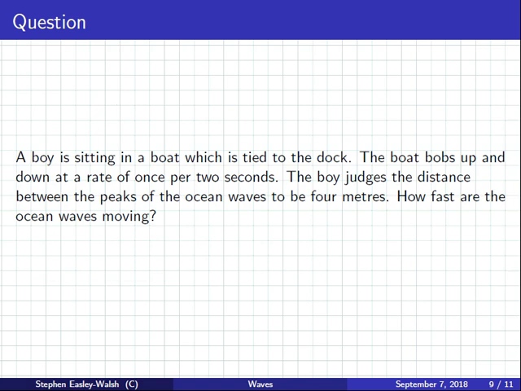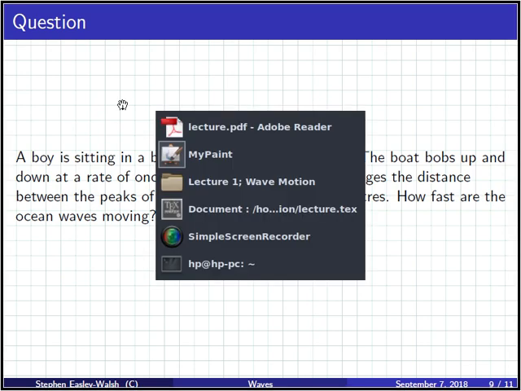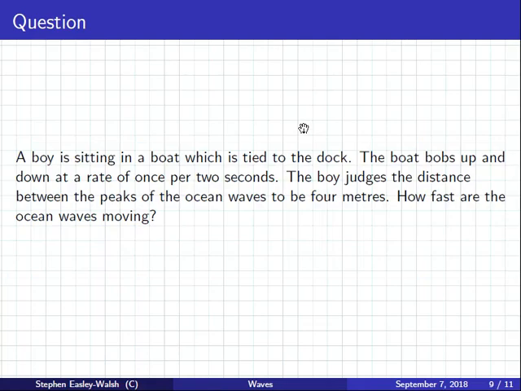Let's have a look at a question. A boy is sitting in a boat which is tied to the dock. Let's ask Ben. Ben, what's a dock? Or Gow, what's a dock? You should know, you live in Skerries. I don't know. You want to tell him in English what a dock is?